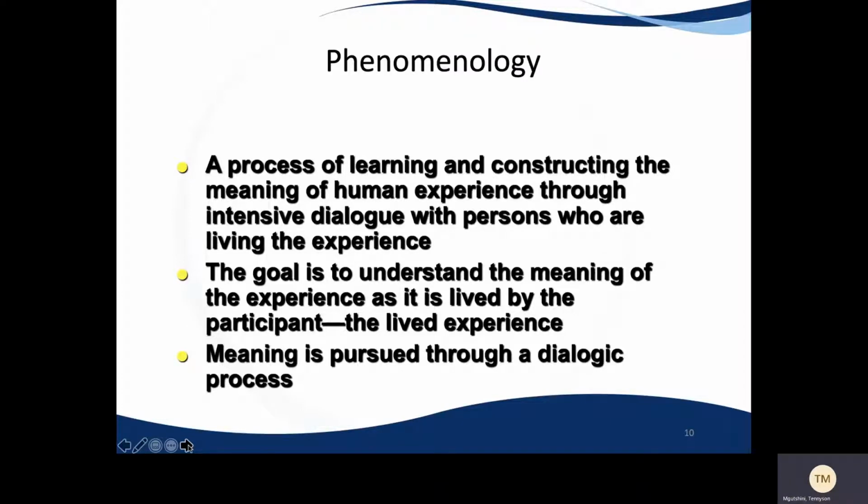Right, so the next typology, which is very common in qualitative research, is this typology that they call phenomenology. And phenomenology is a process of learning and constructing the meaning of human experience through intensive dialogue with persons who are living the experience. The goal of this tradition is to understand the meaning of the experience as it is lived by the participant. So you'll hear people in phenomenology talking about the lived experience.